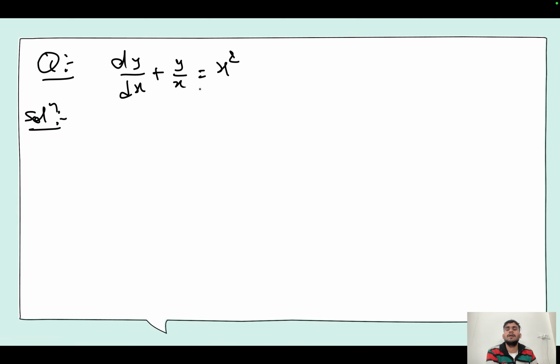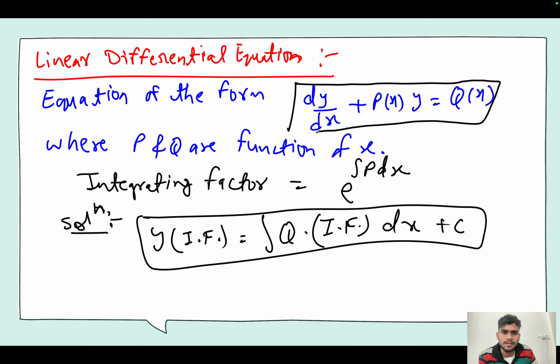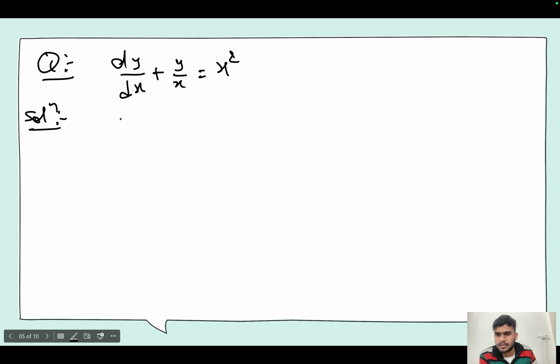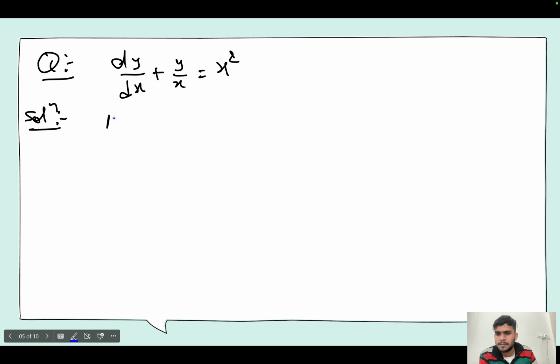Now moving to solve some examples: dy/dx + y/x = x square. This example is a linear differential equation. How can you say that? From the form dy/dx + P(x)y = Q(x), if you compare, you will get P = 1/x and Q = x square.